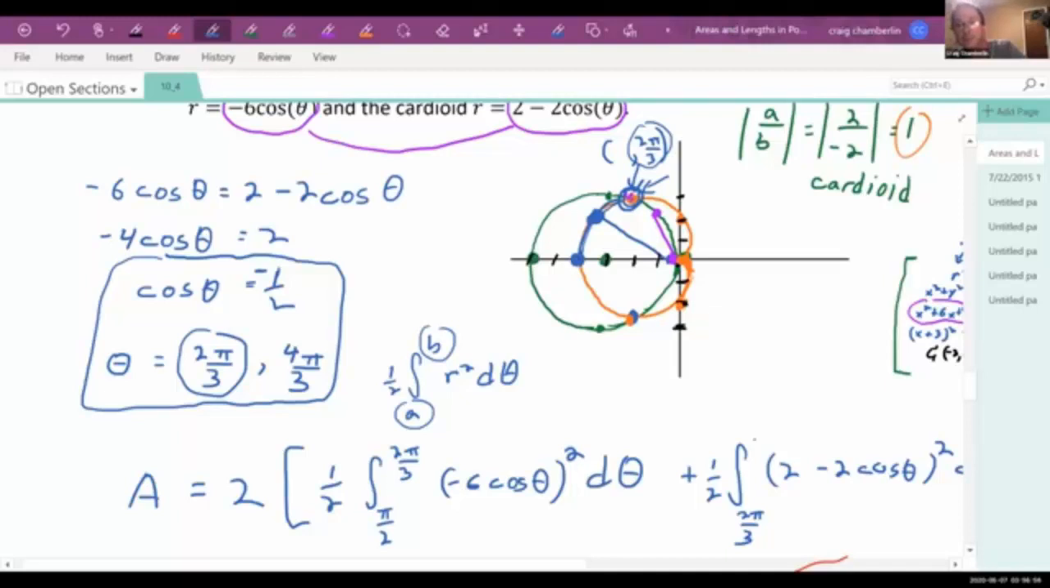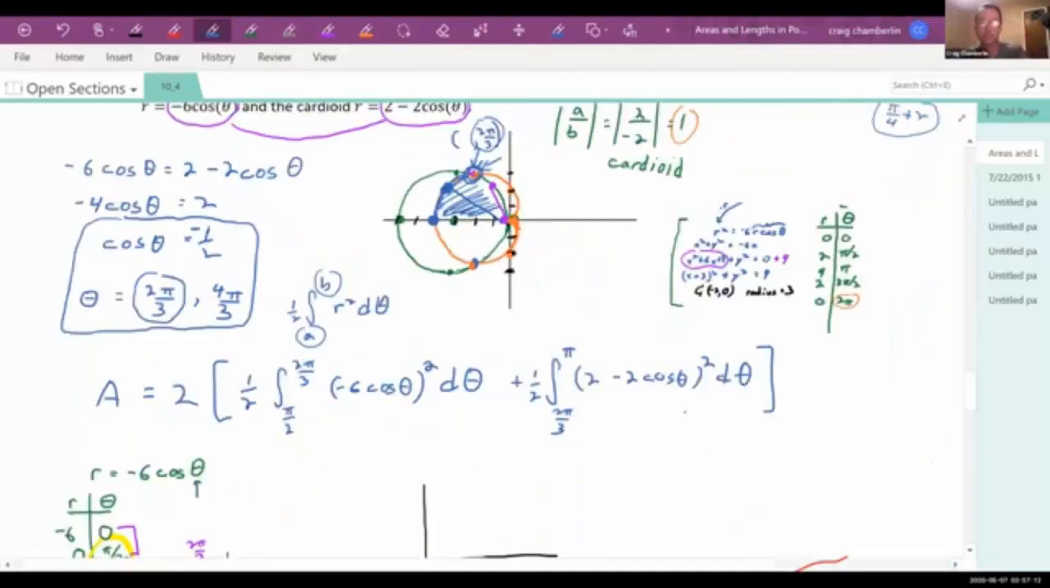So 2π/3 to π. And then that gets us half of the overlapping area if we add those two integrals together, and then outside the brackets, double it, you get your whole area. So let me back off so we can see all this. So yeah, it's all there.